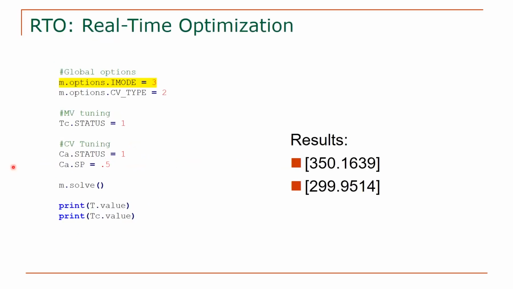So to set up real-time optimization, we'll set I-mode to 3, like we did with the HS71 problem. That means this is a steady-state optimization problem.